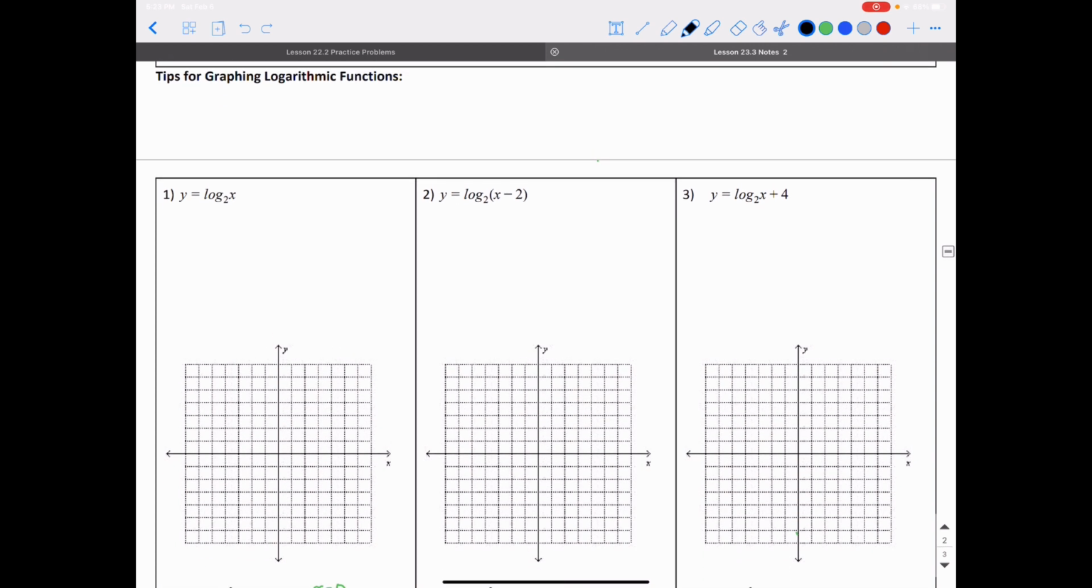Tips for graphing logarithmic functions. We're actually going to use exponential functions to graph logarithmic functions. We're going to start with what we're going to call our parent inverse exponential function.